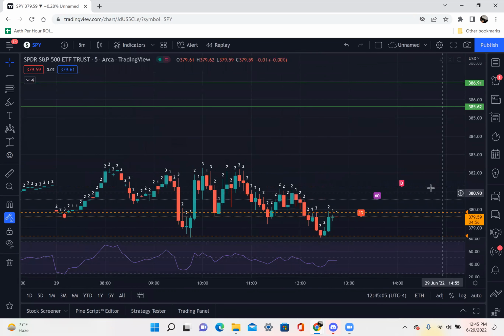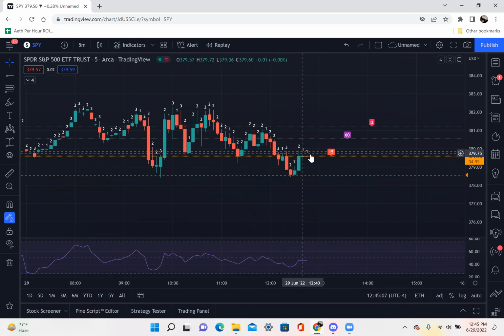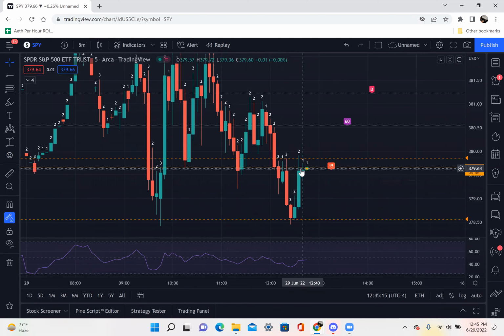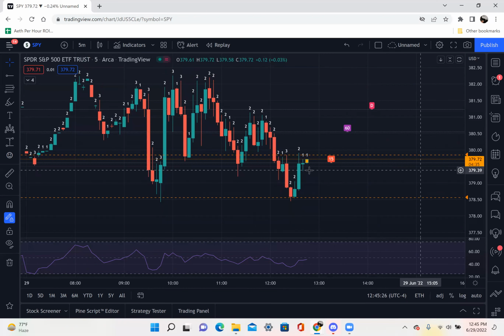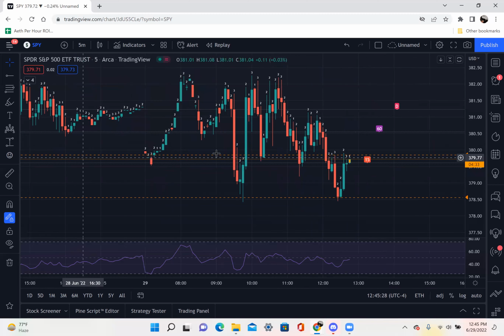Boom. Now we have a live 2-1-2 continuation, right? Or this can turn into a 2-1-2 to the downside. But as long as we break and we trigger this entry right here, right? Once we trigger it, that's your trigger to get in this trade, if this is what you want to do. But then another thing, see, look, it's about to do it. Another thing that you do is you look at your candles.